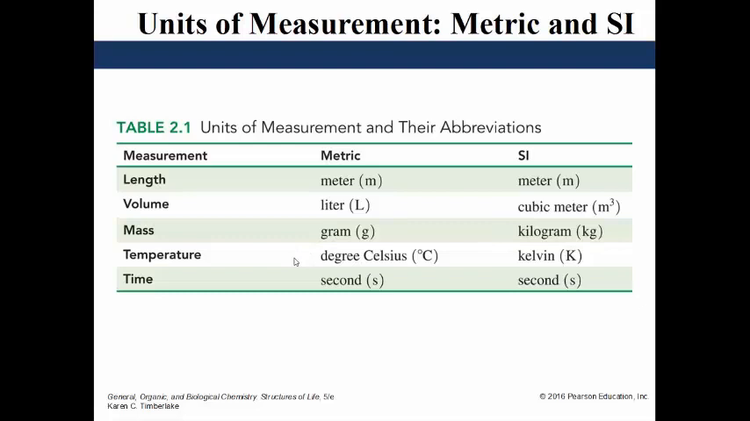All right, for temperature, for the metric system, it's degrees Celsius, degrees with a capital C for Celsius. And for the International System, it's called Kelvin. We'll talk about that a little more later. And then the unit of measurement for time is the second, or lowercase s. That's true for both SI units and metric. So you will see these abbreviations quite often when it comes to chemistry, especially when we get to chemical equations and how to use them.